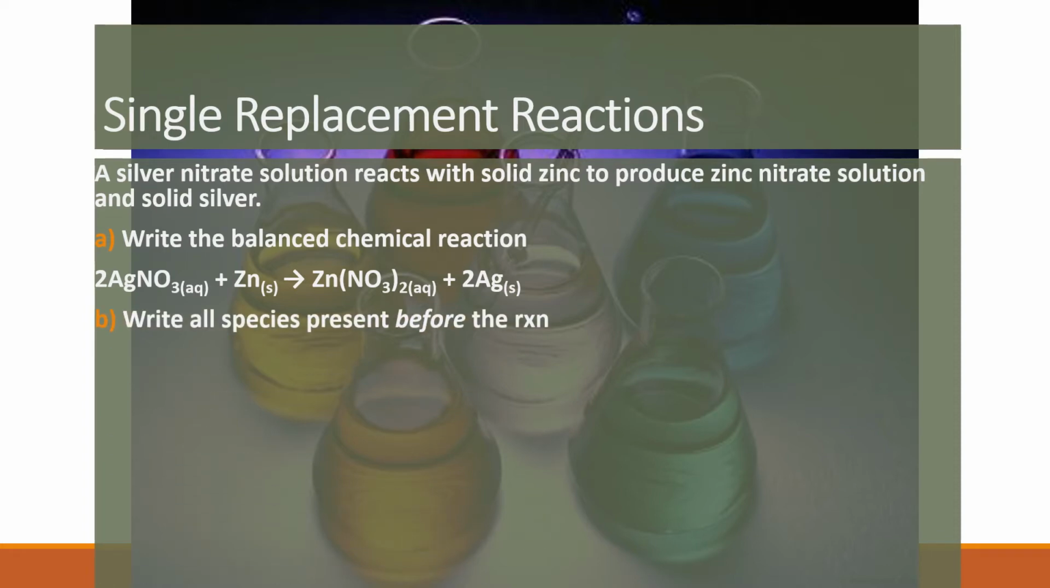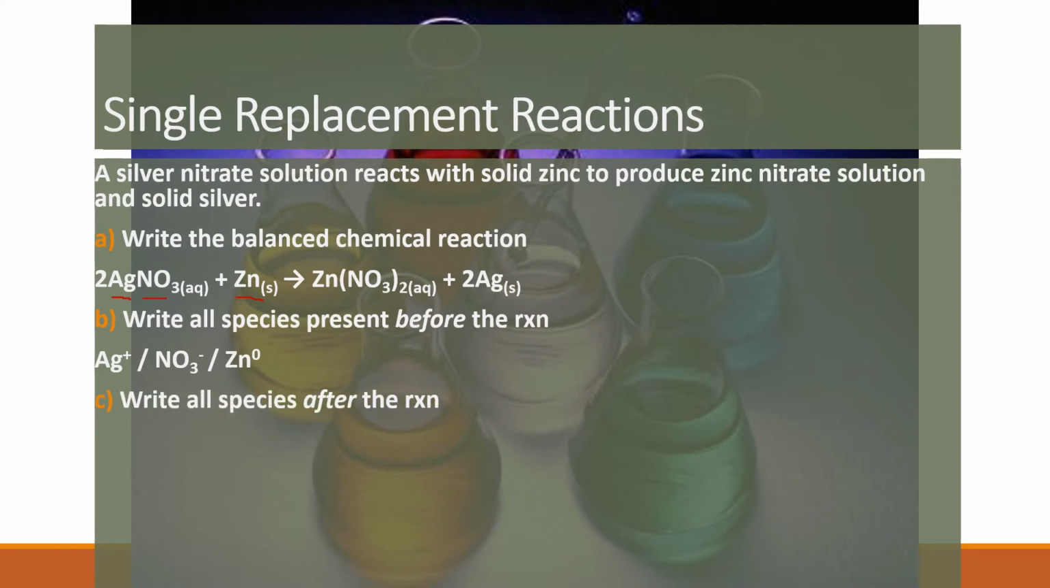Step 2, all the species before the reaction. What I mean by this is I want to look at each individual ion. And that's what I see here. I have Ag+, I have NO3 with a minus, and then I have zinc. Because it's solid and it's a metal, it's just going to carry a charge of 0.